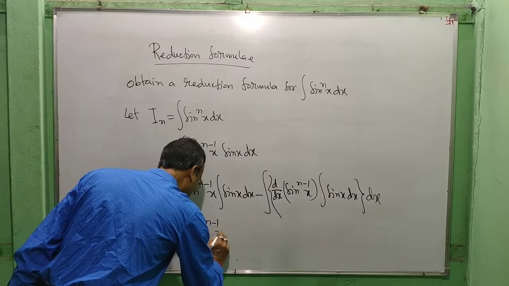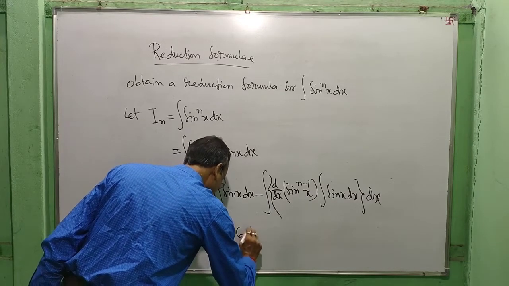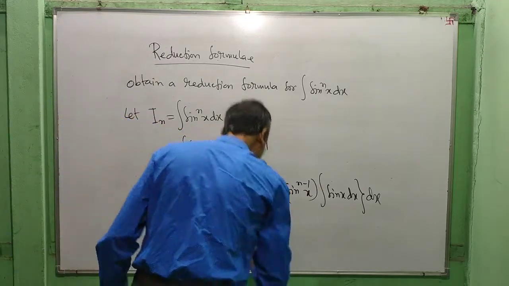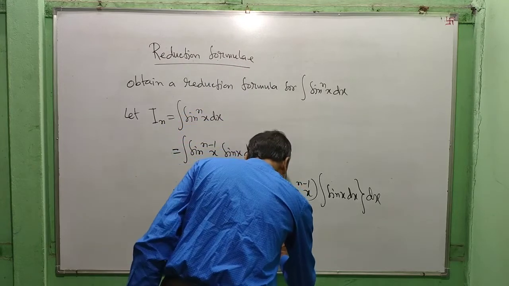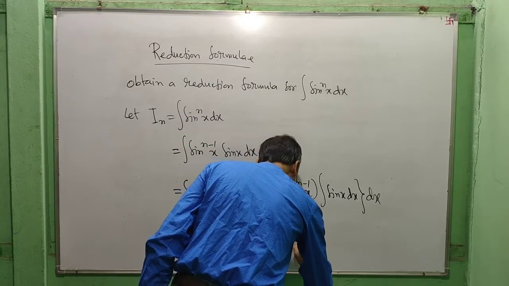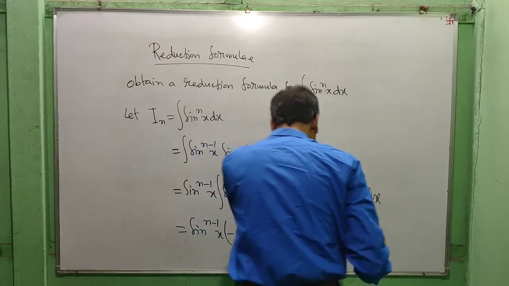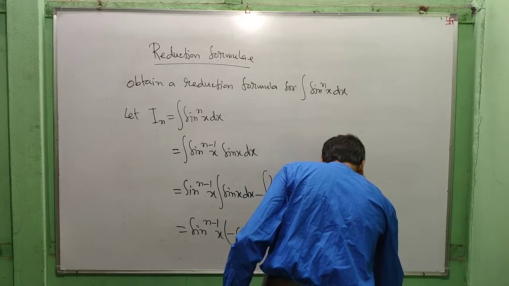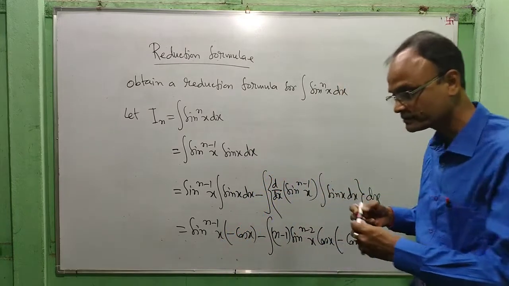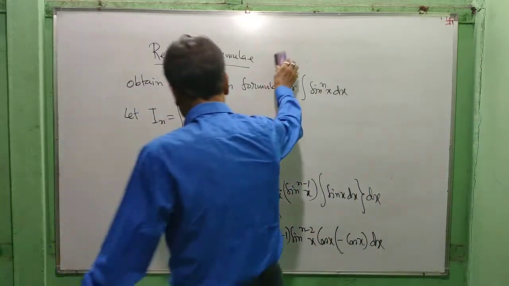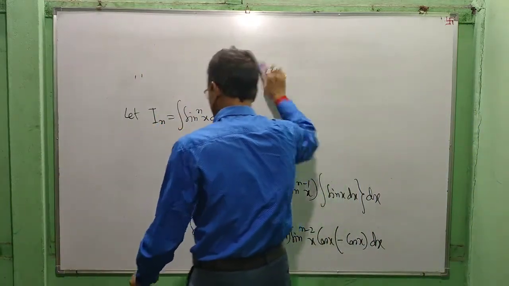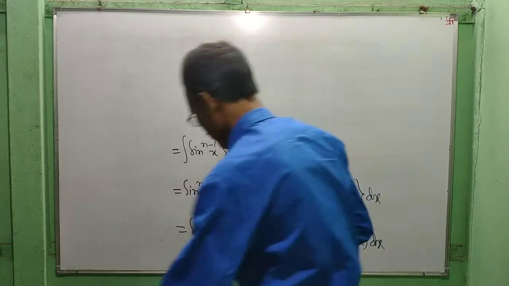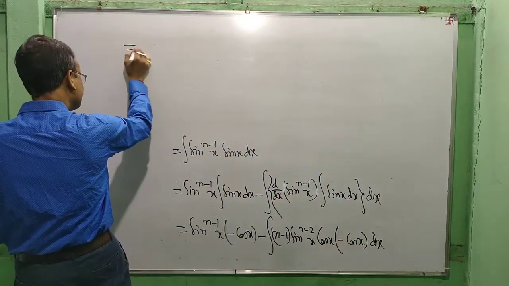This will be equal to sin^(n-1) x into minus cos x, since the integration of sin x is minus cos x, minus integration of the differentiation of this, (n-1) sin^(n-2) x cos x, into minus cos x dx. So I_n is equal to this.